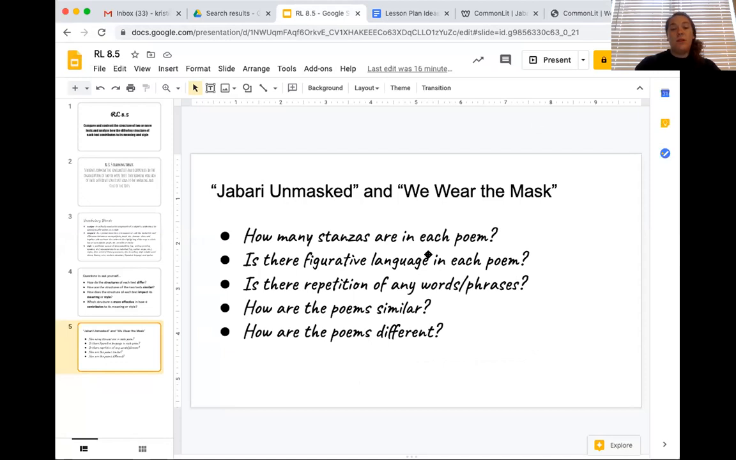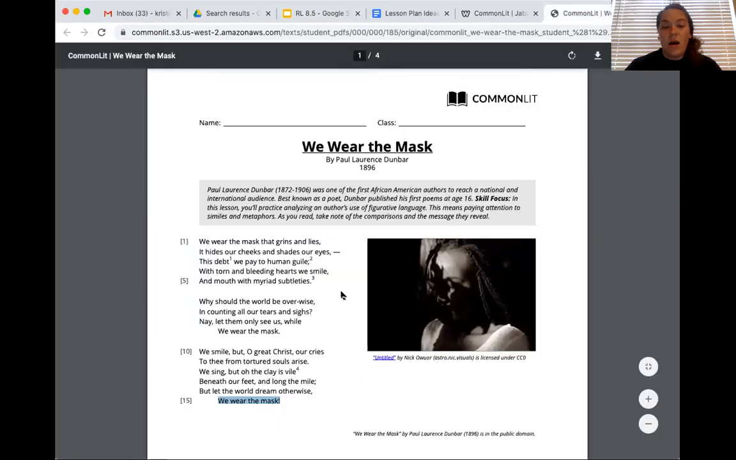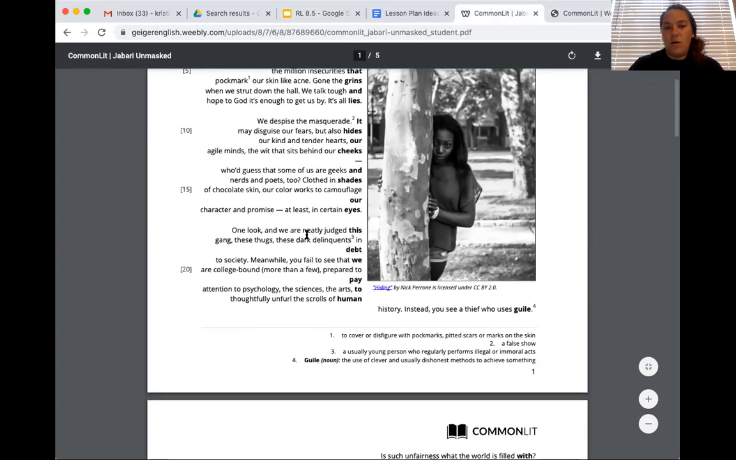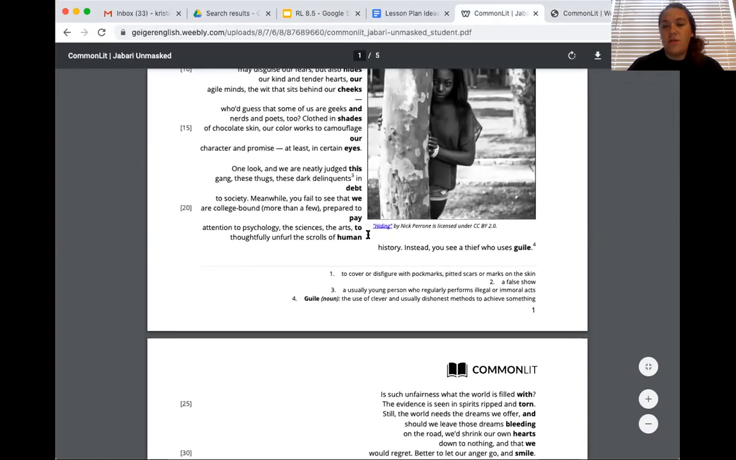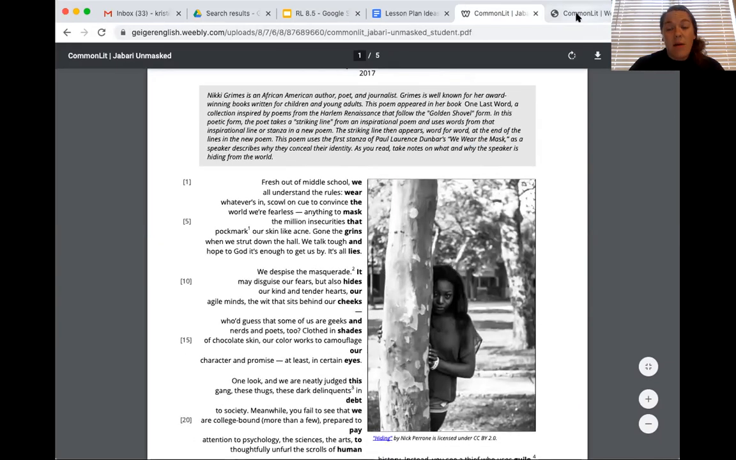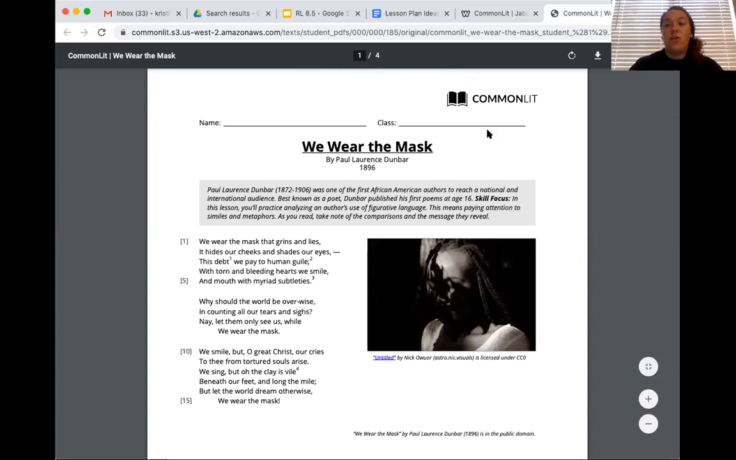Okay, how are the poems similar and how are the poems different? Obviously, the difference would be the fact that this one was written in 1896. This one here is more modern. Another difference would be the length of the poem. Another difference would be that this poem here uses what's called the golden shovel rule. Again, it's right here in the introduction, the golden shovel form. However, they do have similar themes. They do have similar ideas that are being represented about how people will not show who they truly are.